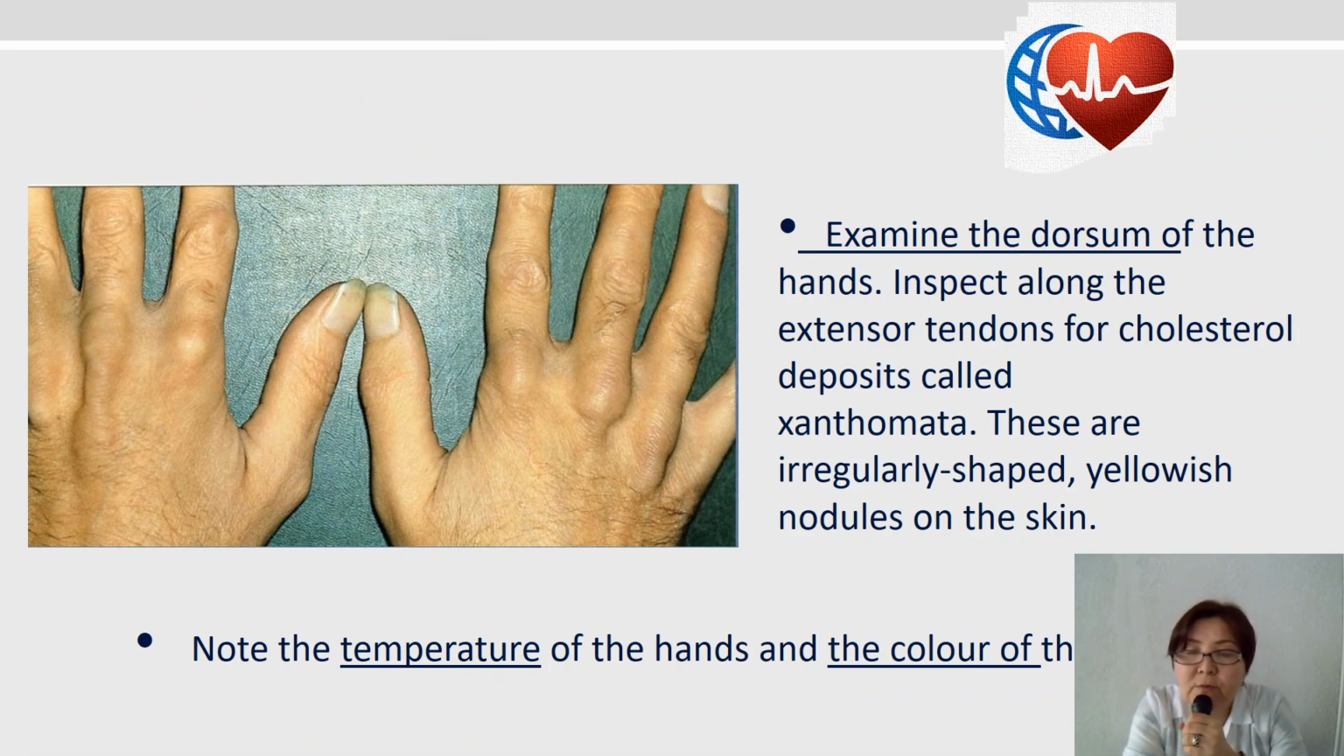Examine the dorsum of the hands. Inspect along the extensor tendons for cholesterol deposits called xanthomata. These are irregularly shaped yellowish nodules on the skin. Note the temperature of the hands and the color of the skin.